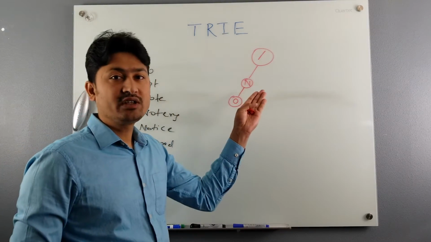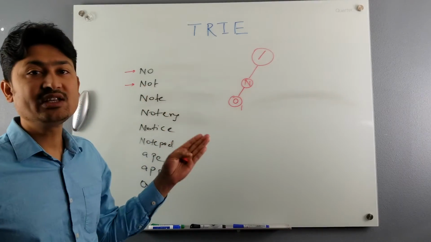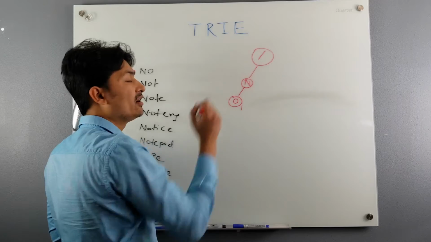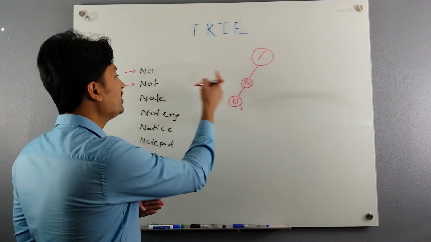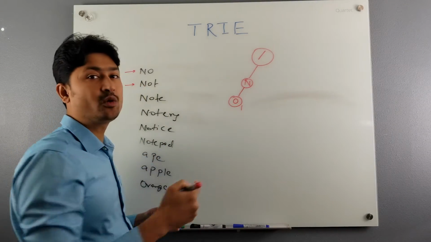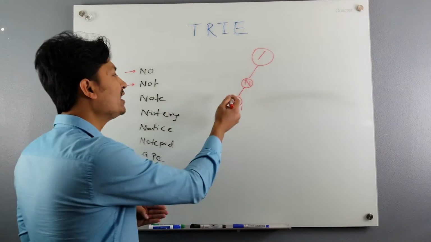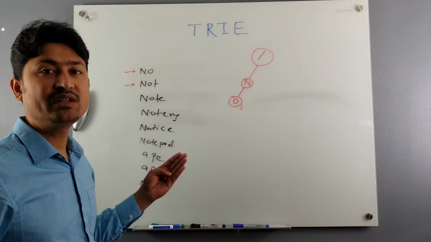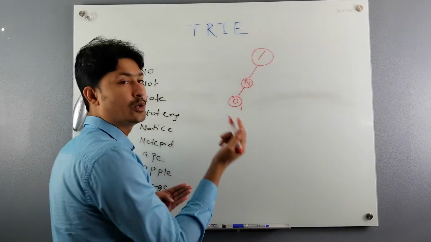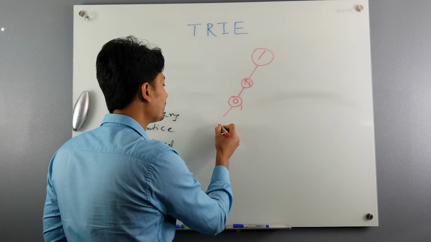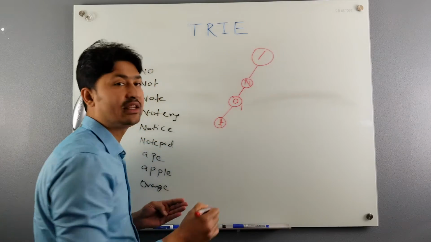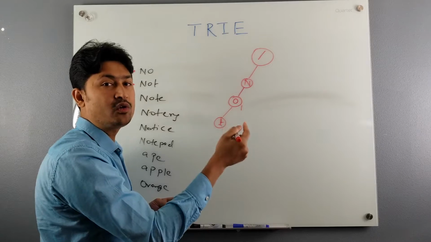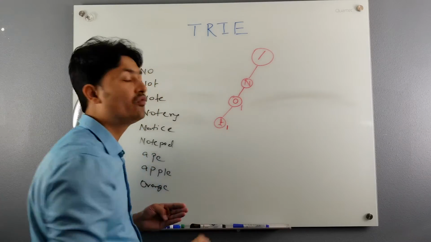You again start with the root node. You ask, do you have any child with the letter N? It says yes, so you simply reuse that node. Then you ask, do you have any child with the letter O? It says yes, so you again reuse that node. Then you ask, do you have any child with the letter T? It says no. So you create another node with letter T. Because NOT is a word, you increment the count for that node. So it will be 1.